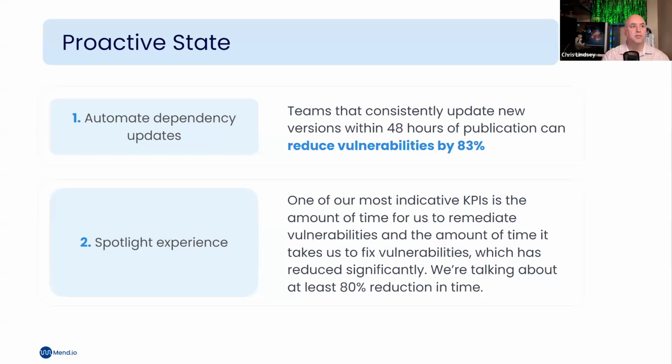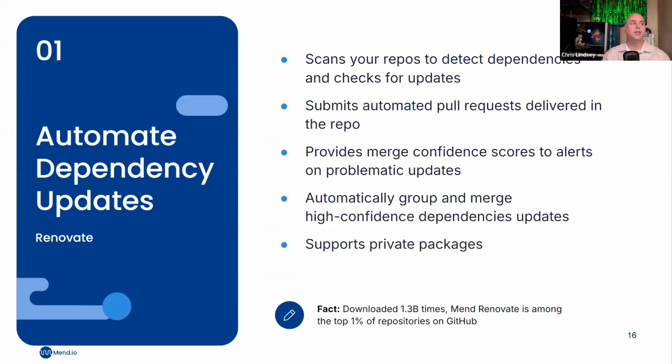Spotlight experience: know that your KPIs are the amount of time to remediate vulnerabilities and the time it takes to fix vulnerabilities, which is reduced significantly with a spotlight experience. What we're talking about is an 80% reduction in time. And what I mean by spotlight experience is being able to see your picture from all angles, knowing your environment, knowing what's going on. When you have all the information properly put together, it really helps you to be successful. And so, automating your dependency updates.